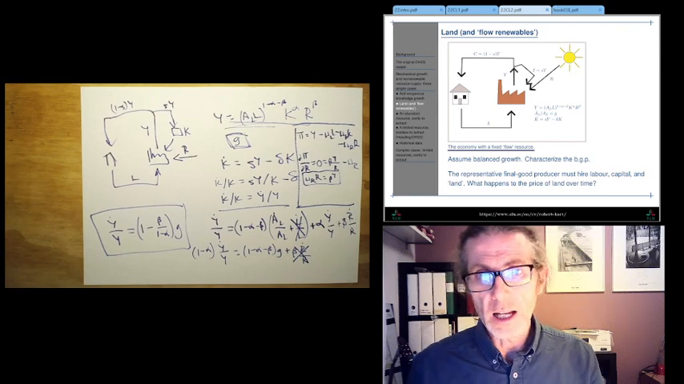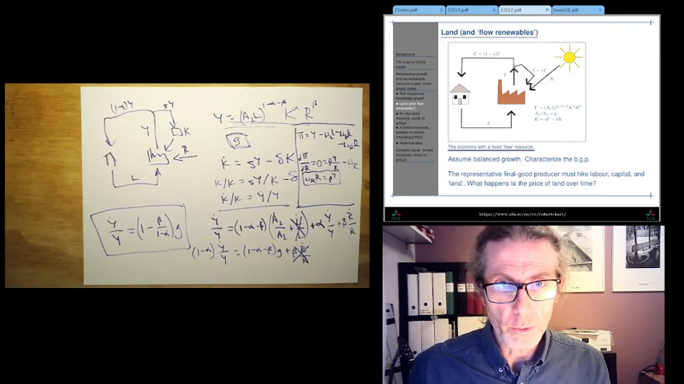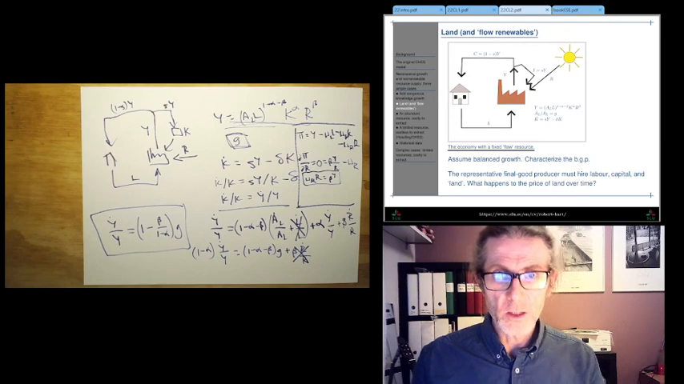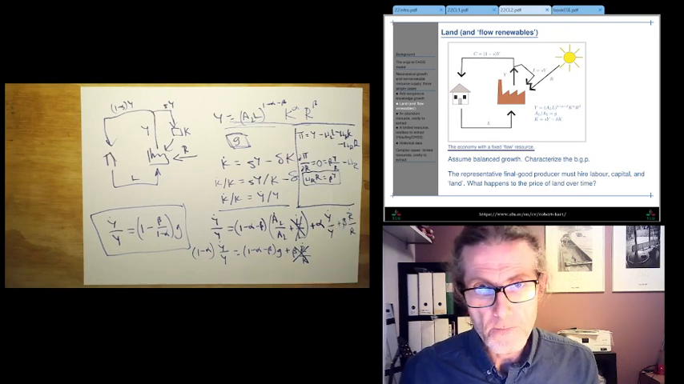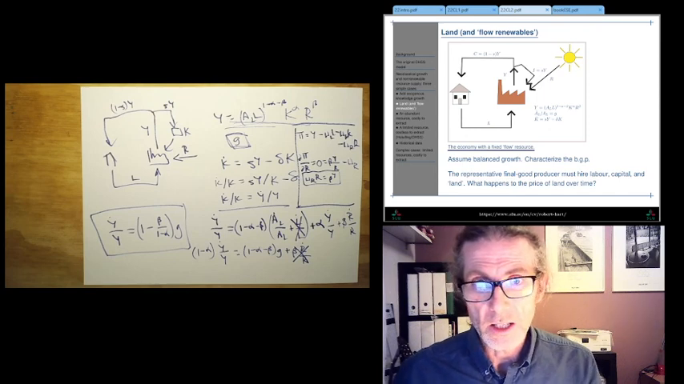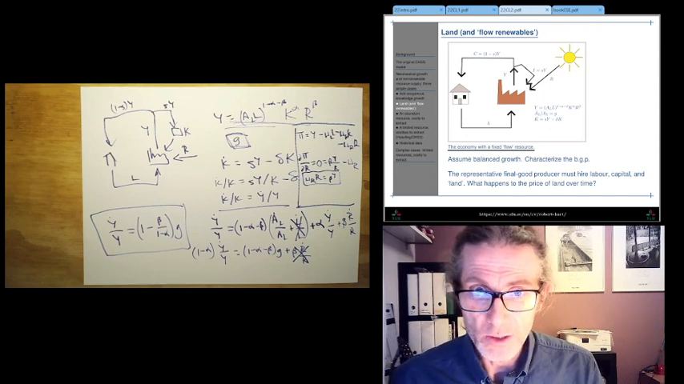The price of land grows at the growth rate. The quantity of land is constant, the price of land grows at the growth rate of GDP, which is more or less what we see in the data.